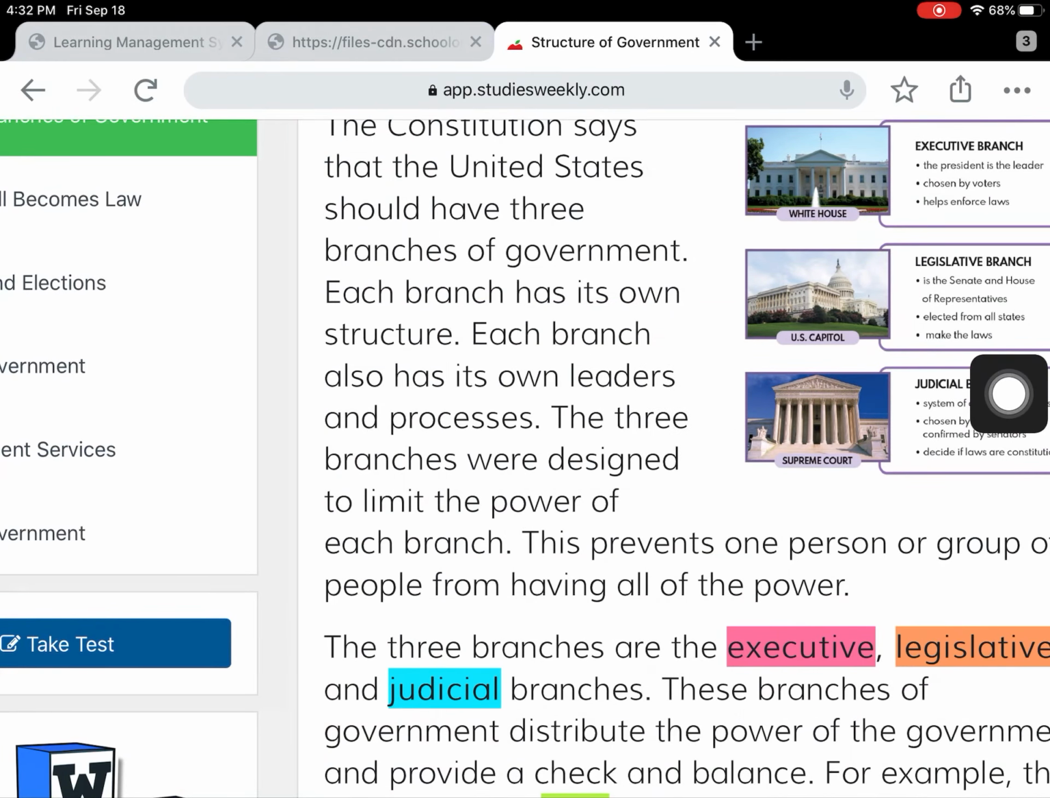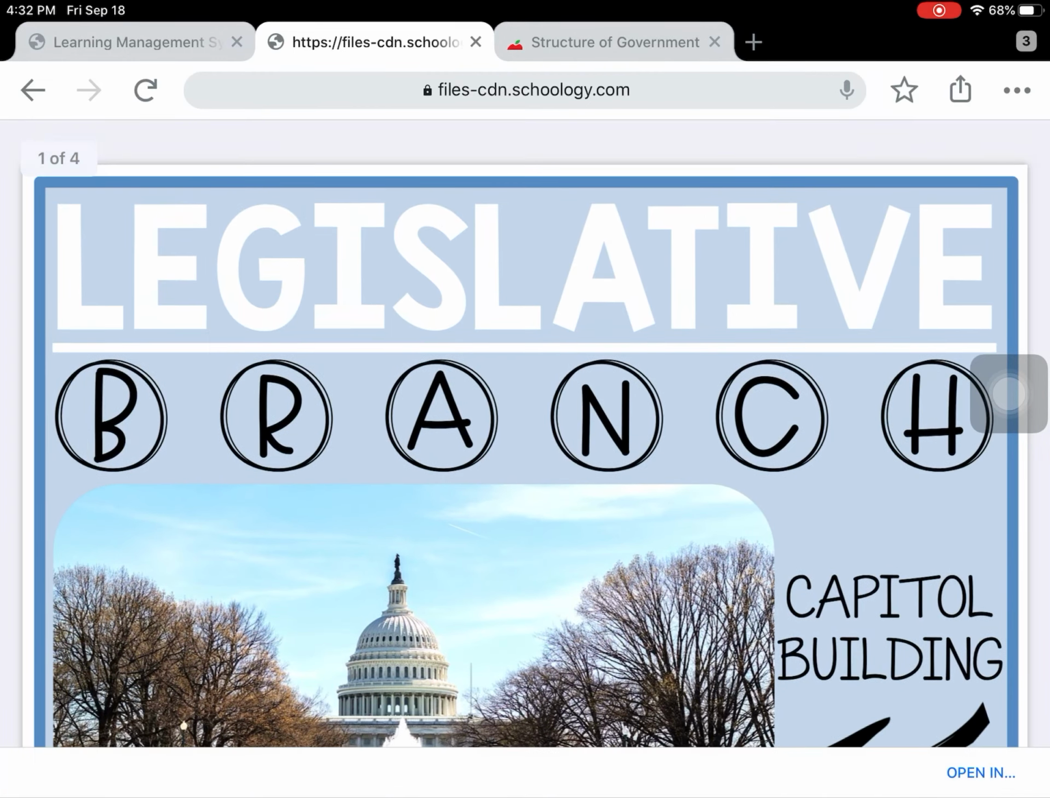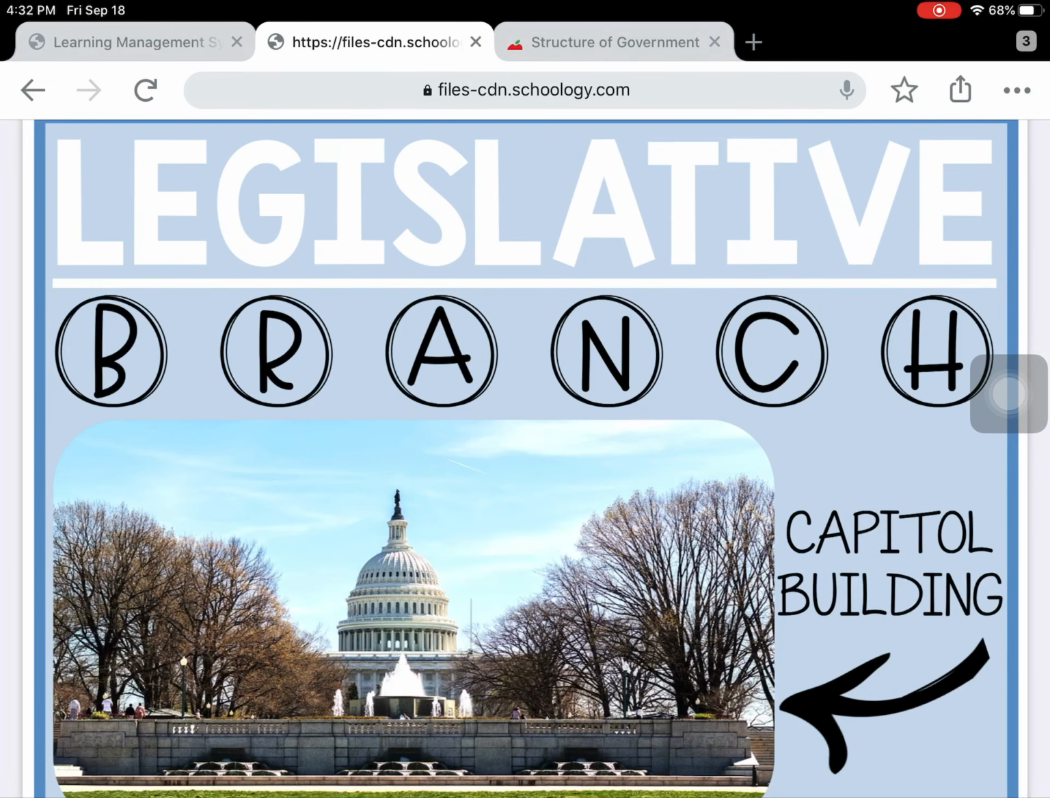I want to go to this file right here. I have a couple more pictures here, very similar to what I just said, but let's go through. These are again our 3 branches of government. Let's look at legislative again. Say legislative.